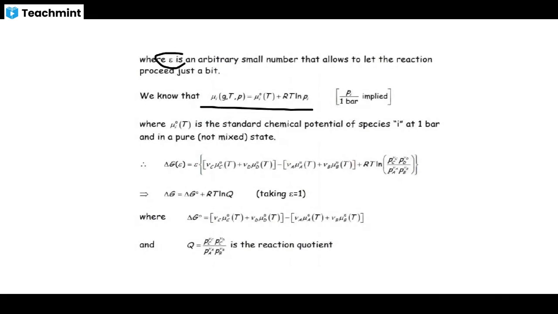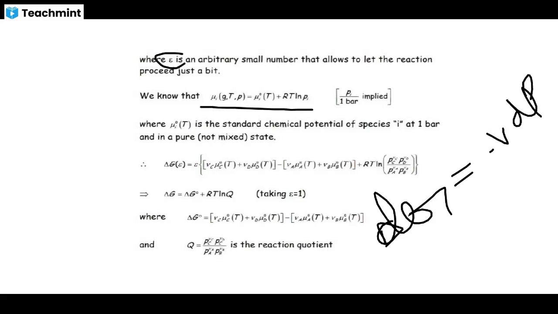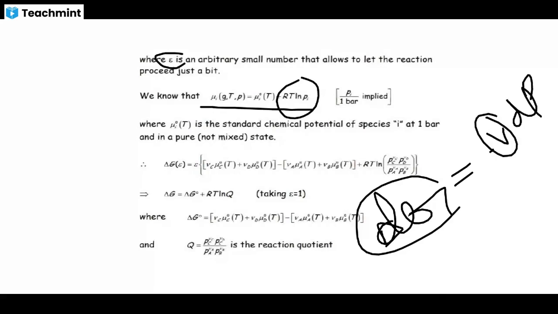This comes from the fundamental equation dG equals V dP minus S dT. At constant temperature dT becomes 0, so we are left with V dP. By substituting V equals RT by P, you get this relation. The delta G is nothing but the mu_i, where mu_i naught is the standard chemical potential of species i at 1 bar and in a pure state.